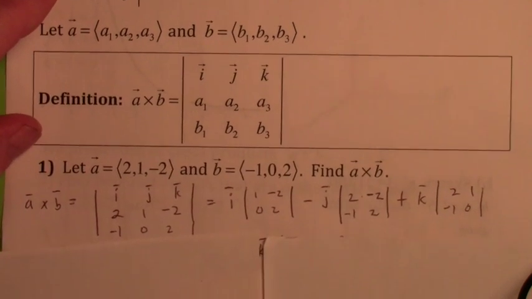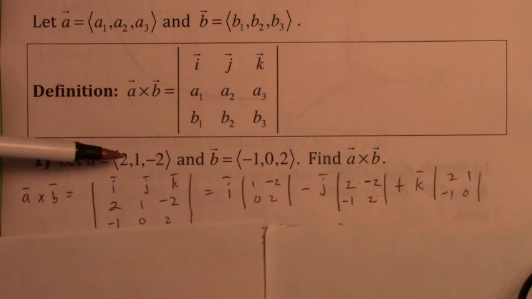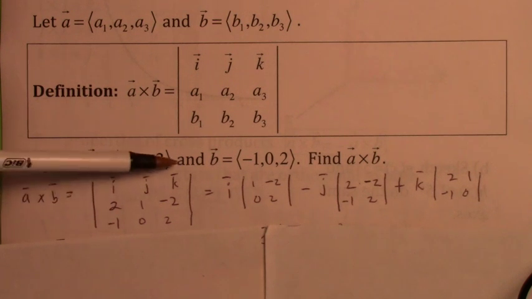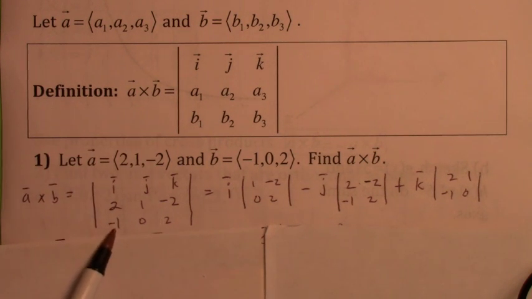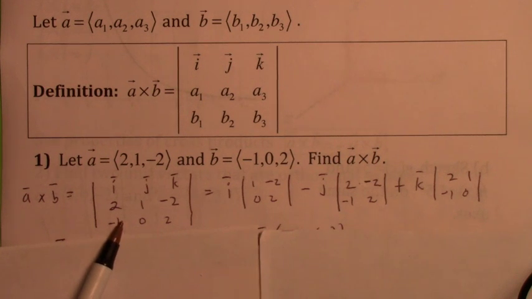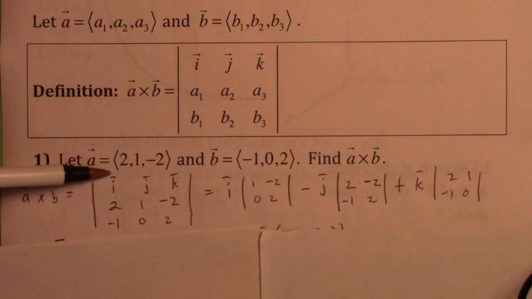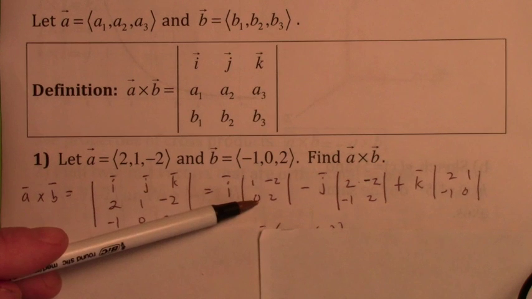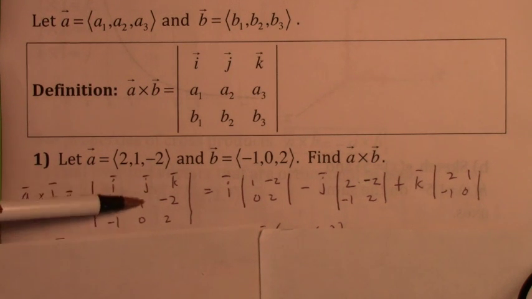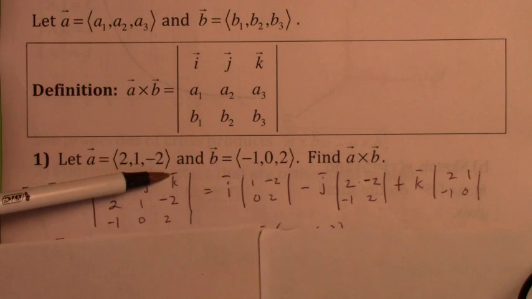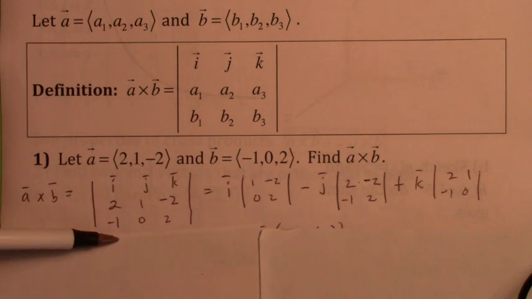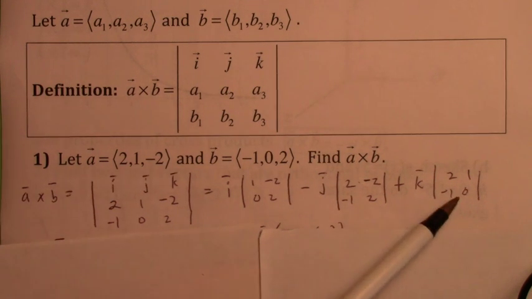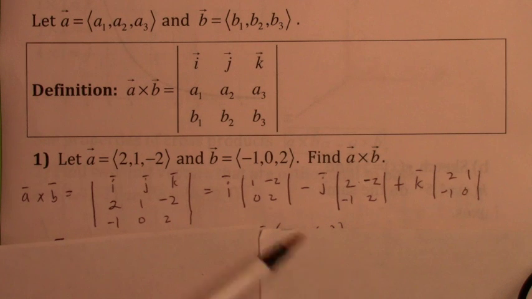Well, what you do is you would take, for example, if this is A and this is B and you want to find the cross product, you would write it like this first. ijk, the components of A are right here, the components of B are right here. And then you could reduce that to 2 by 2 determinants. Remember, it's the i vector times the 2 by 2 determinant 1, negative 2, 0, 2, minus the j vector times the determinant that's left when you take out the column and row of j. So you get 2, negative 2 times negative 1, 2 here, determinant, plus the k vector times the 2 by 2 determinant 2, 1, negative 1, 0.